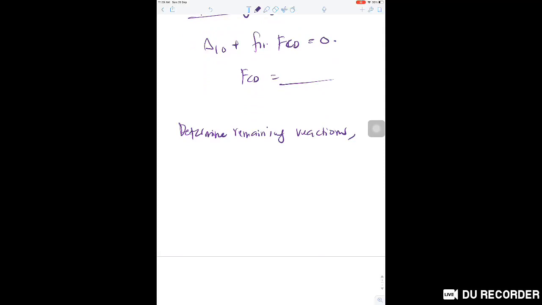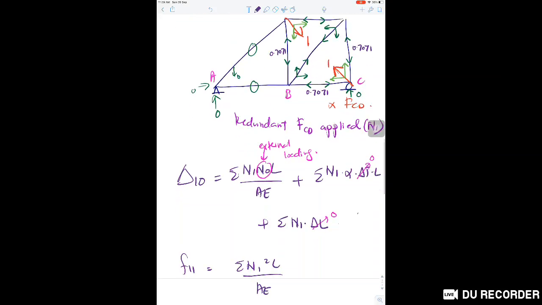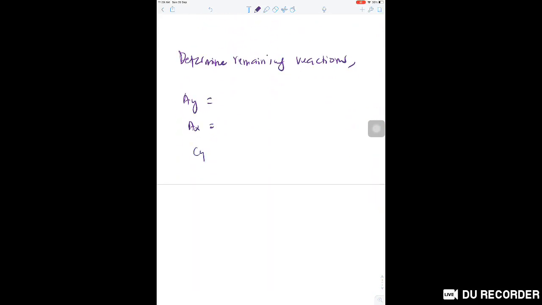Okay, using superposition method, we have to determine AY, AX, and what? And CY. And CY in superposition method. Because superposition method is easier compared to equilibrium equation.